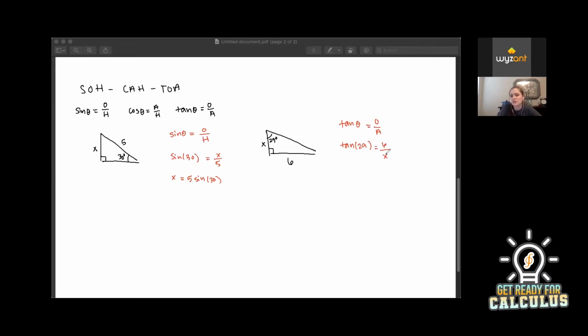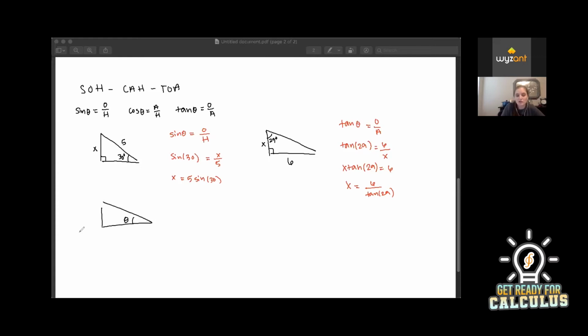This one's a little trickier as far as solving because x is on bottom this time, so we can't just multiply out like we did last time. We'll still do that, but we'll have one more step. So we get x equal to 6 over tan 29.